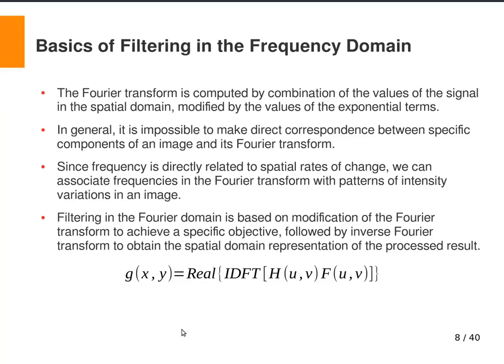So the general procedure looks something like this. We have the Fourier transform of the image. We devise some filter transfer function, and we do element-wise multiplication. Then the next step, to get the spatial domain representation of the filtered image, we perform the inverse discrete Fourier transform. And since the image that we started with is not a complex image, it's a real image, it's only natural to take the real component of that image.